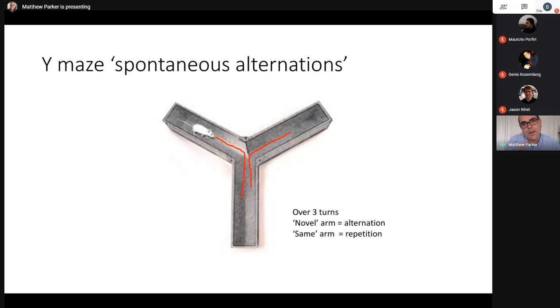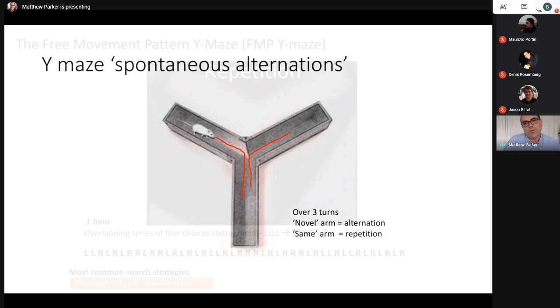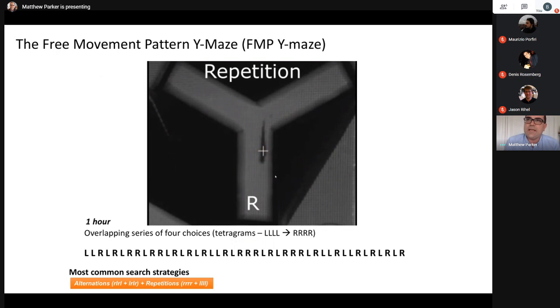Now, our way of conceptualizing the Y maze was slightly different. The reason we wanted to do it differently was because it always seemed somewhat unintuitive to look, A, at such a small number of trials, but B, also not to assess the overall strategy of an animal when it's trying to escape an environment.